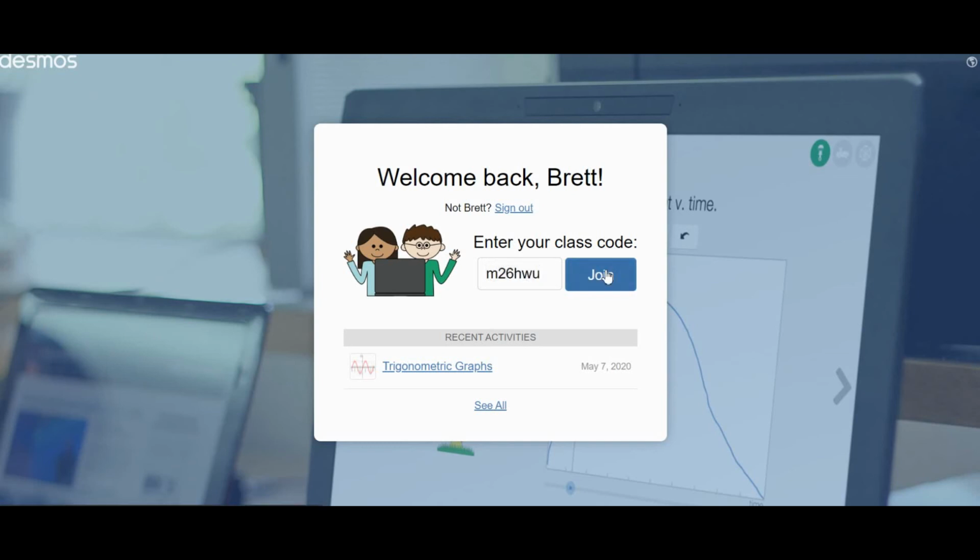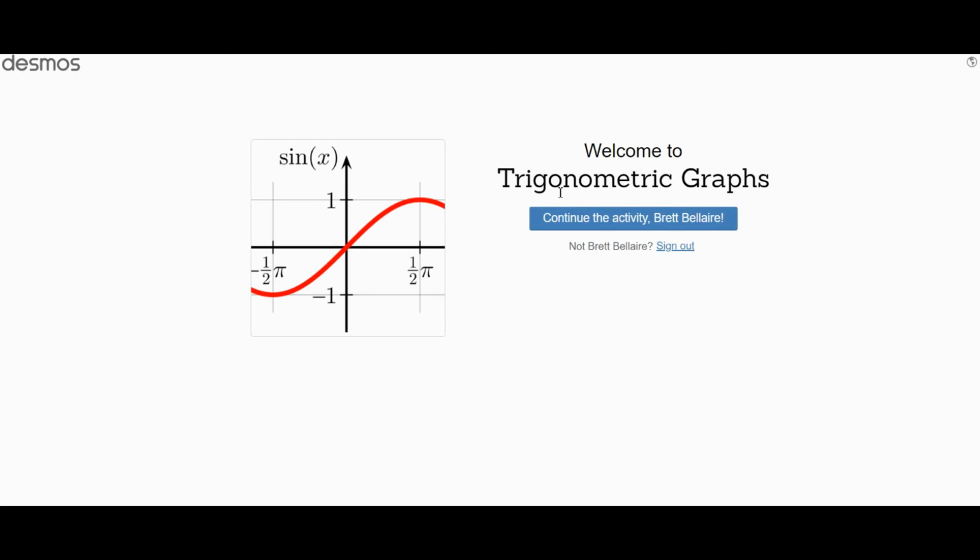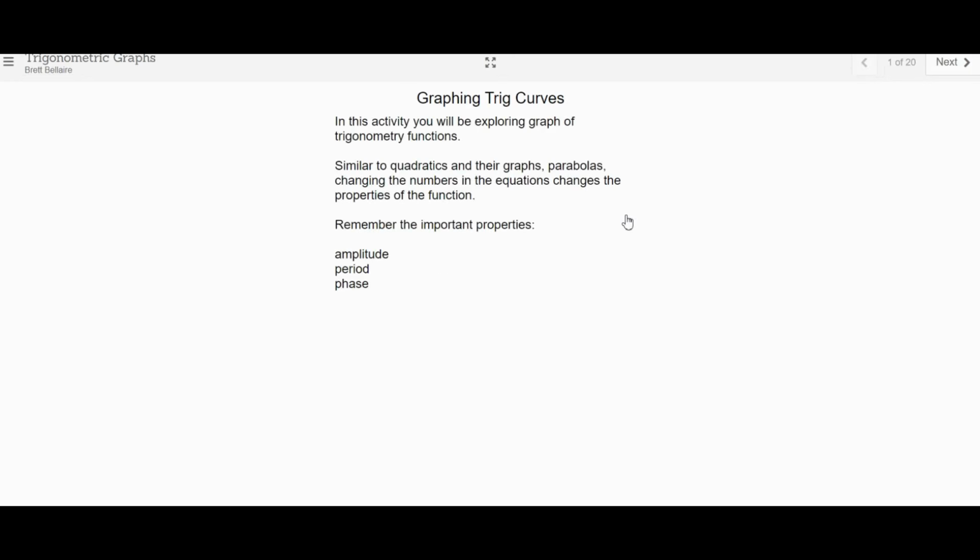And when you hit join, you should see this page right here. Welcome to trigonometric graphs. Okay, continue the activity. It's a good idea to sign in. Use your Google School account to sign in because then it will remember who you are if you have to take a break and come back to it. It'll remember where you're at, that kind of thing. So that's a good idea. Please use your name because I can see your work. So even if you're not signing in, if you're just typing in your name, use your actual name, and then I can follow what you've done, that kind of thing.